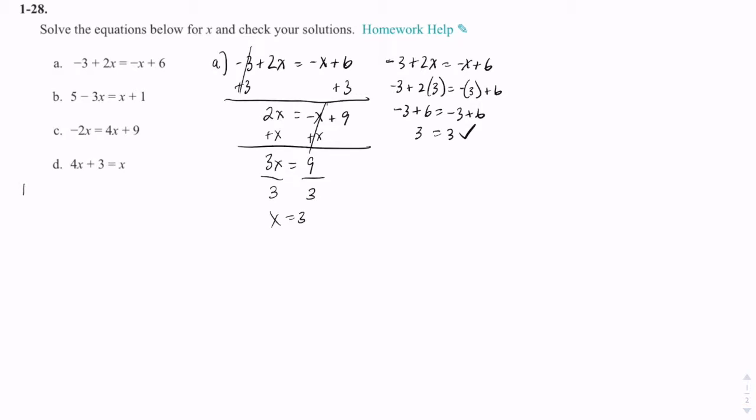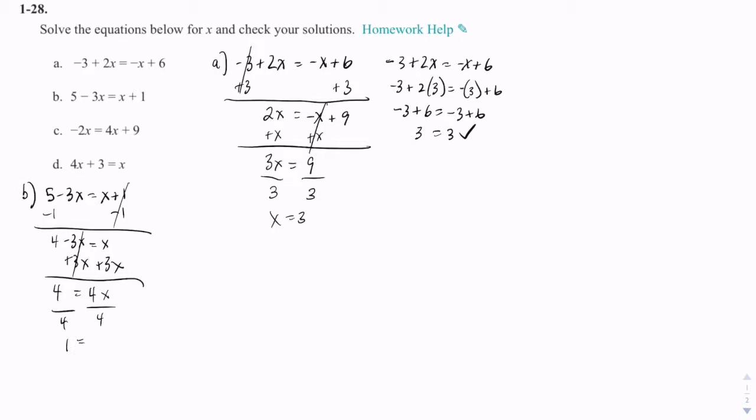So let's do B. I'll do B down here. 5 minus 3x equals x plus 1. Let's see, I'll subtract 1 from both sides. And I get 4 minus 3x equals x, because these cancel. Then I'll add 3x to both sides. And I'll get 4 equals 4x, and then I'll divide both sides by 4 and get 1 equals x, but I'll never leave my answer that way. I'll rearrange it and put the variable on the left, x equals 1.